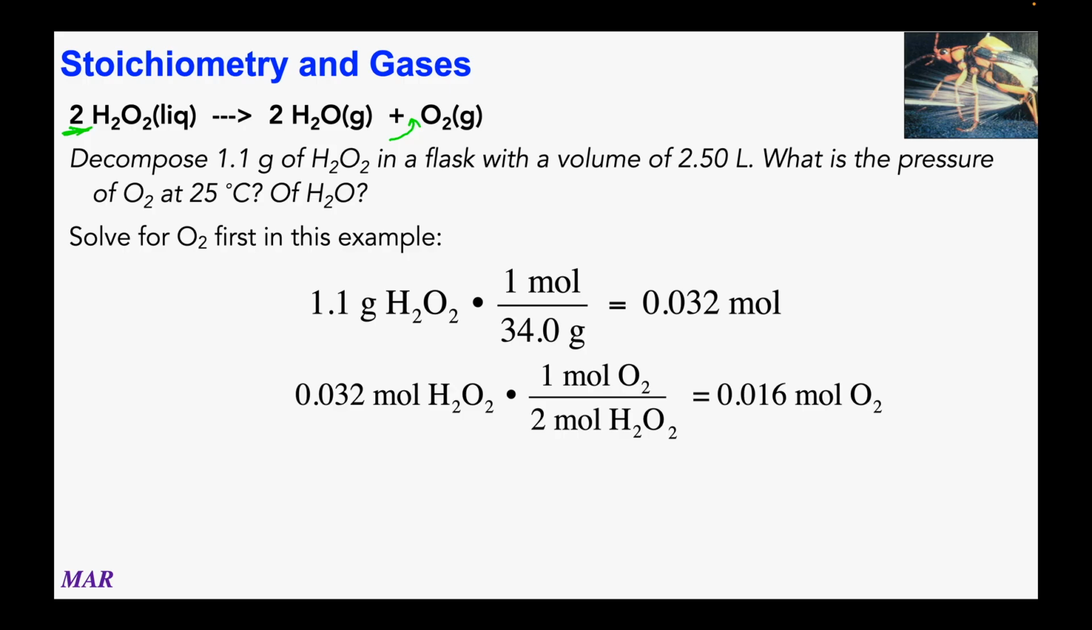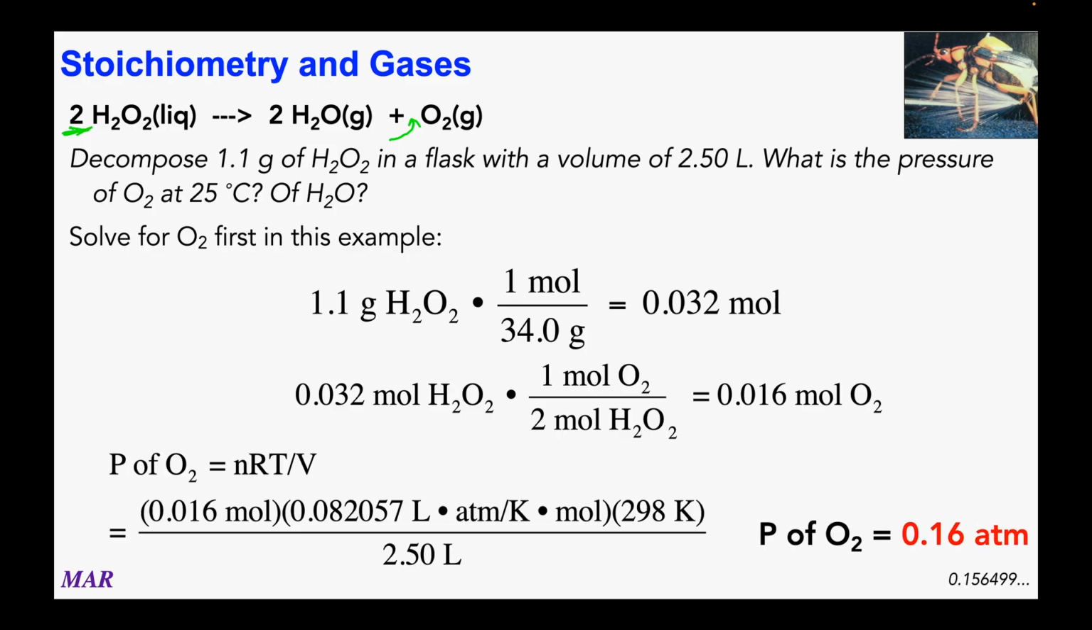And in this problem, we want the pressure of the oxygen. So P equals nRT over V. N in this case is going to be the moles of our gas, 0.016. R, 0.082057 liters atmospheres per mole Kelvin. Temperature in Kelvin, 298 Kelvin, don't use Celsius, and the flask is 2.50 liters. So when you figure out the pressure then, pressure is 0.16 atmospheres. So that's the pressure released when this much hydrogen peroxide decomposes.